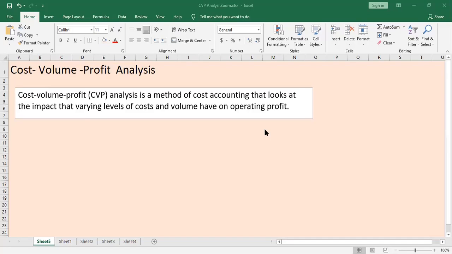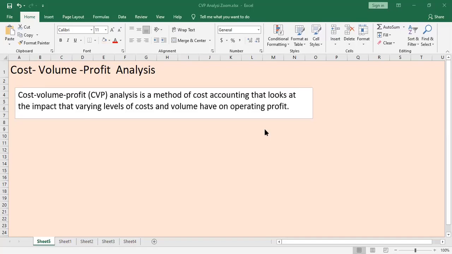So this cost, volume, profit analysis is also commonly known as the break even analysis. I think you all know what a break even is. Break even is actually a no profit, no loss situation. Now this particular analysis always looks at determining the break even point for different sales volumes and cost structures, which can be useful for managers, especially to make short-term decisions. So that is the main idea.